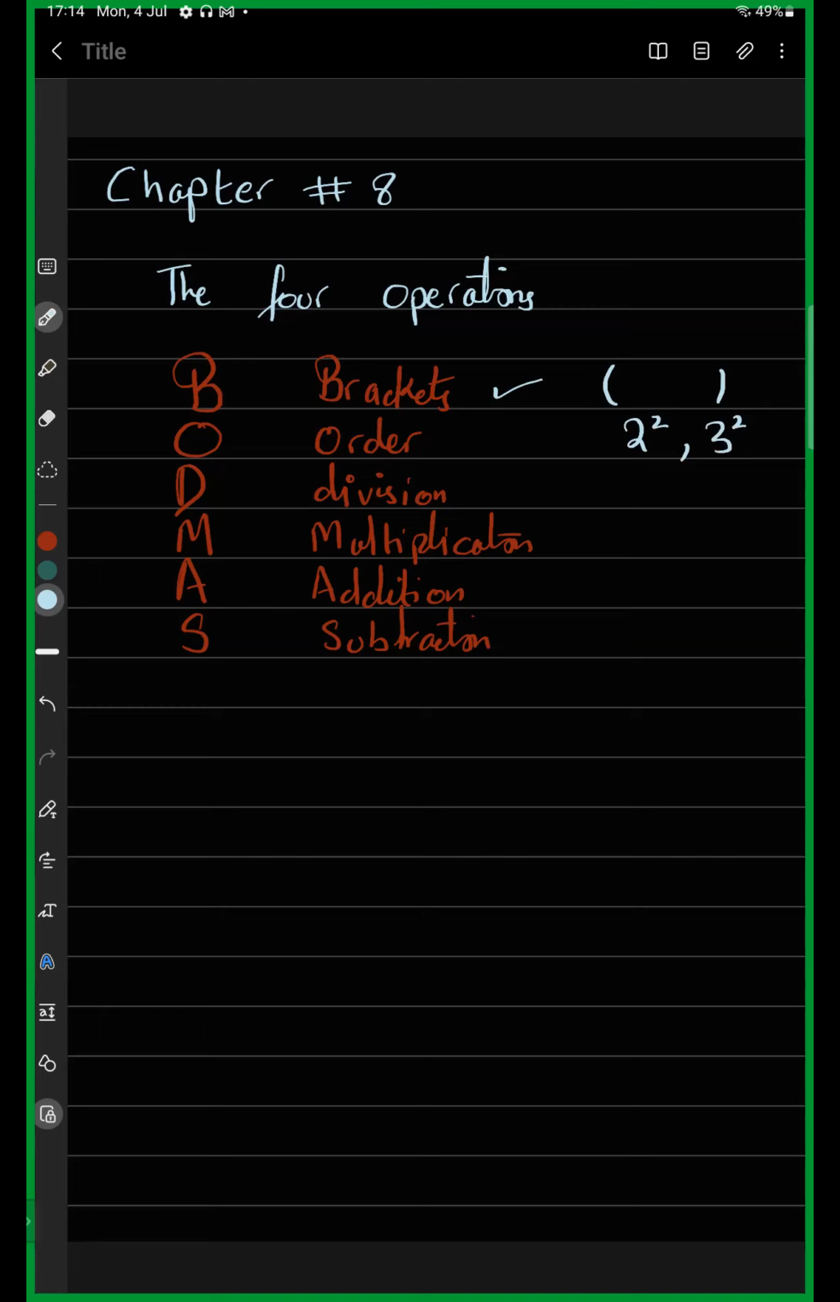Then division is this simple division sign. Multiplication is this. Addition is this. And then subtraction is this. Let's talk about one example and then you would get to understand everything very, very easily. Let's talk about example number 1.